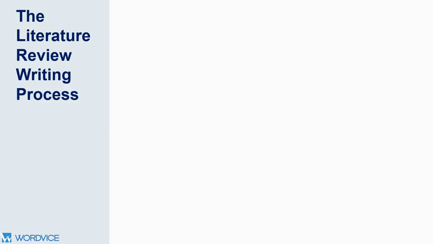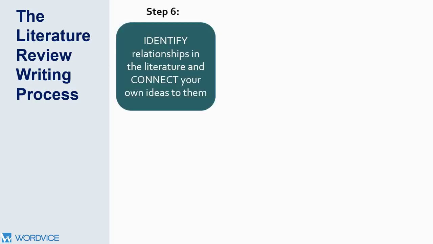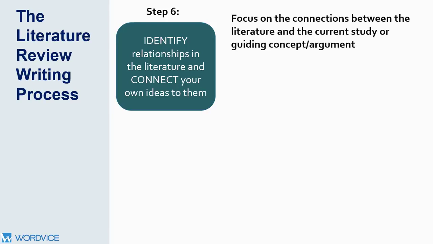The final step in the literature review process is to identify relationships in the literature and develop and connect your own ideas to them. This is essentially the same as the previous step, but focus on the connections between the literature and the current study, or guiding concepts or arguments in the paper, not only the connections between the works themselves. Examining these concepts is almost like doing a study in itself, pointing to the most important information from previous studies and drawing possible conclusions from the results of these works.